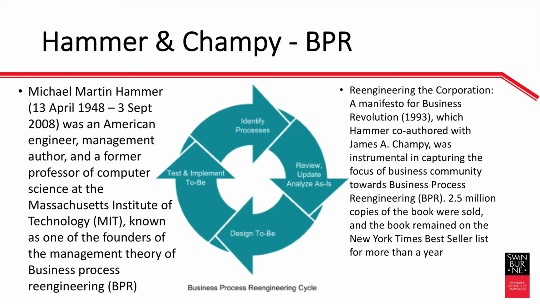His book was published in 1993, Re-engineering the Corporation: A Manifesto for Business Revolution, co-authored with James Champy. It was instrumental in capturing the focus of the business community towards BPR. 2.5 million copies of the book were sold, and it remained on the New York Times bestseller list for a very long time.